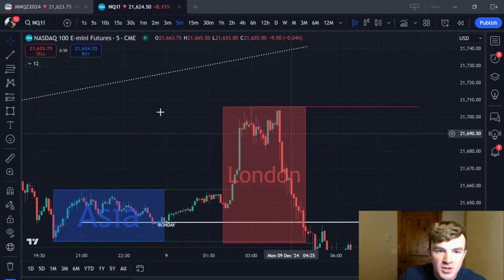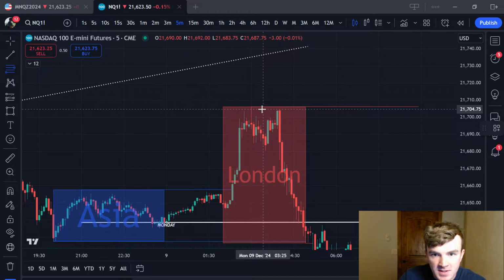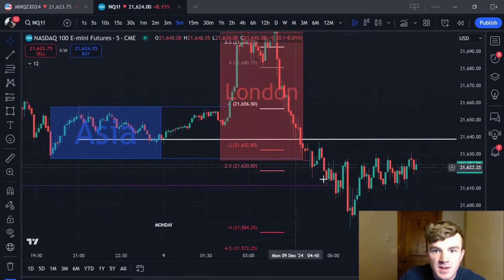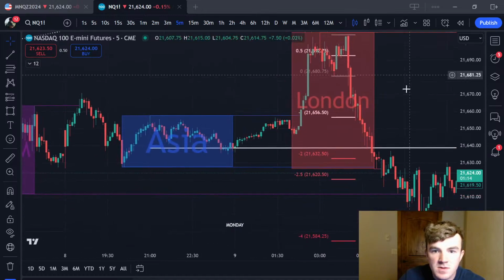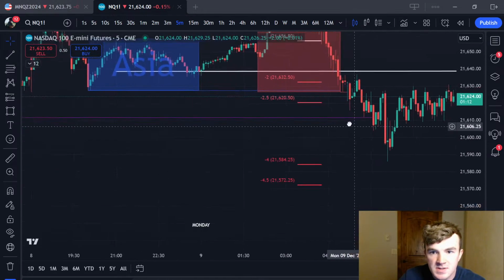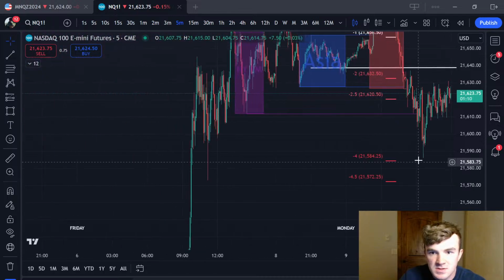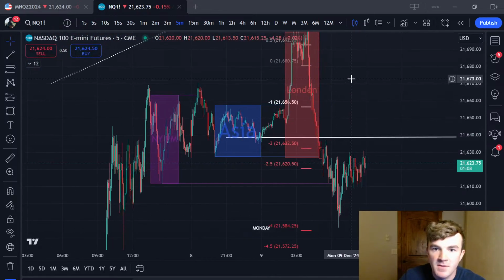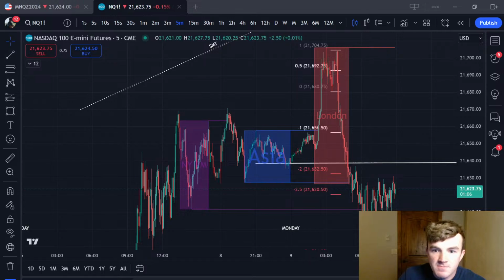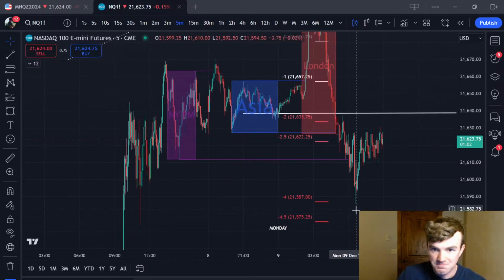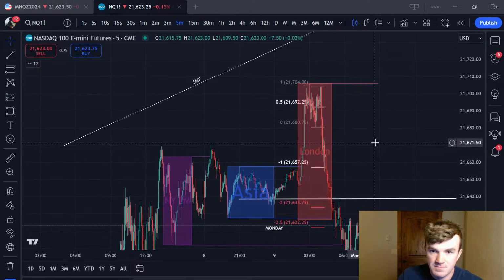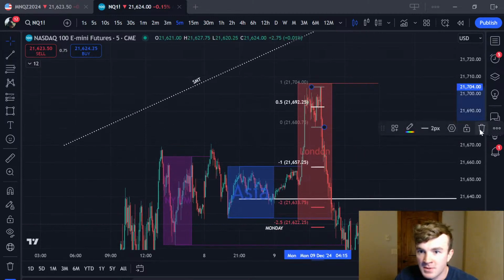Popping down to this chart, you can actually measure out this. This is a good manipulation leg at 2 to 2.5. It's right here. I'm surprised we didn't hit that 4 to 4.5. Well, maybe if you measure it like this, we did. Anyway.